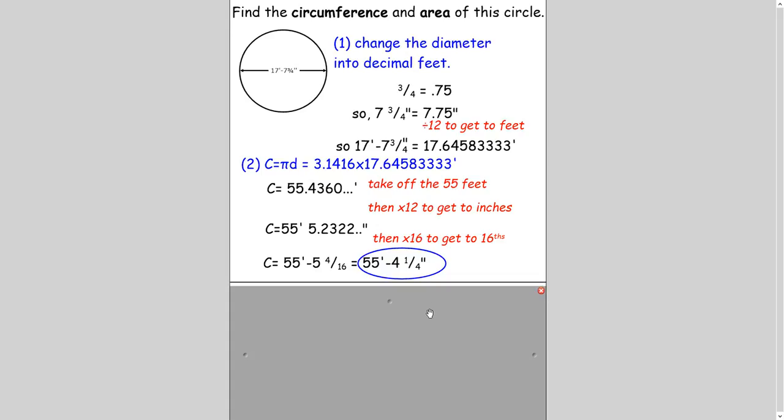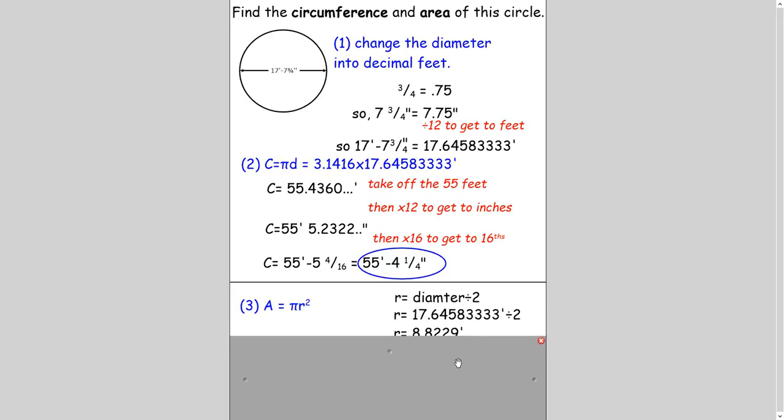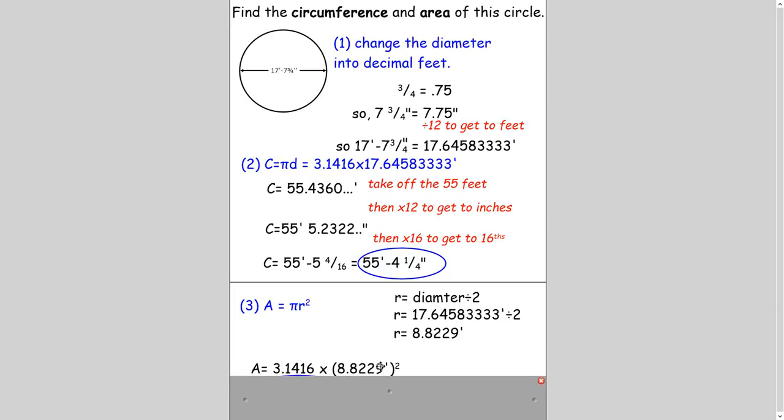So that is the circumference. For area, I need to find out what the radius is. So I'm going to go back to what my decimal feet were, and I divide by 2. And I end up with a radius of approximately 8.829229 feet. Then I just take that number and square it, times it by pi, and I get an area of 245.55 feet squared.